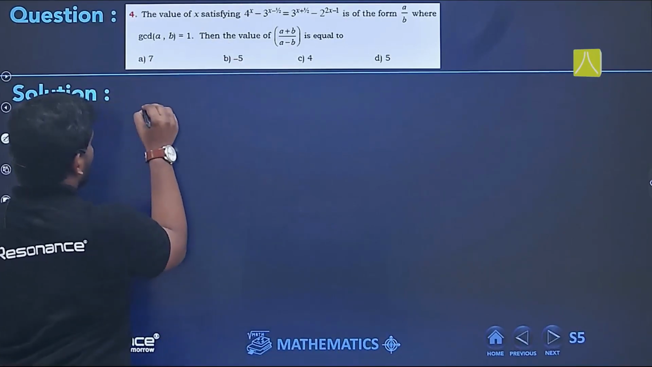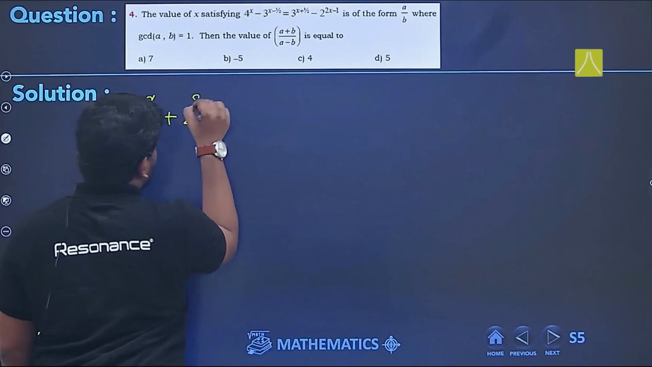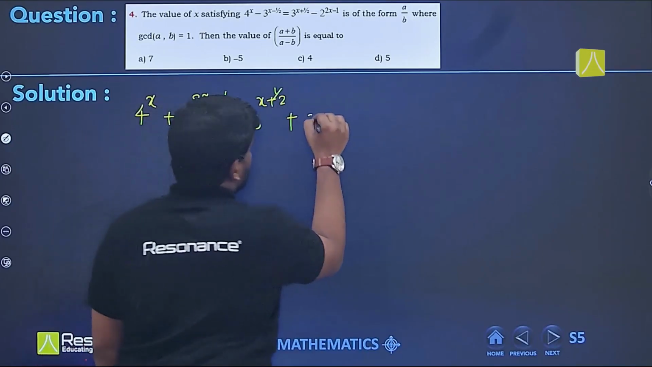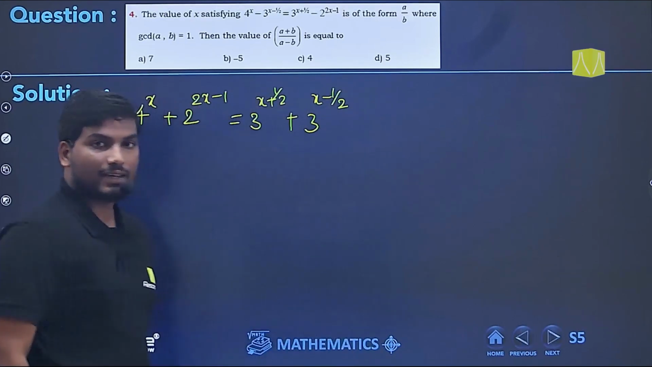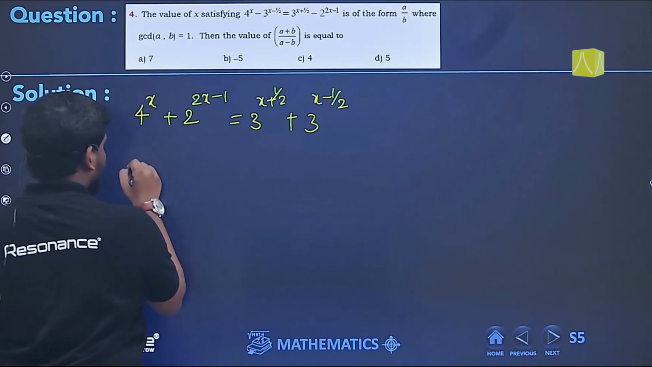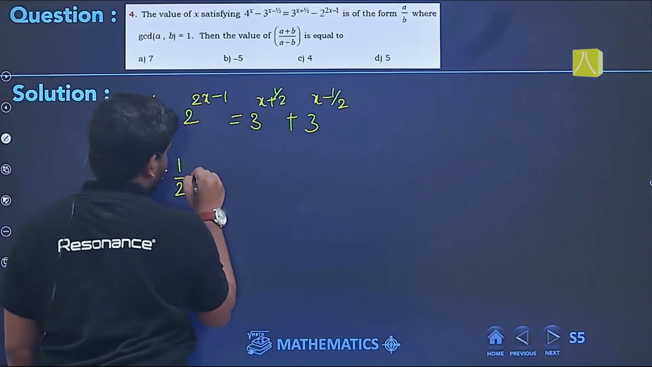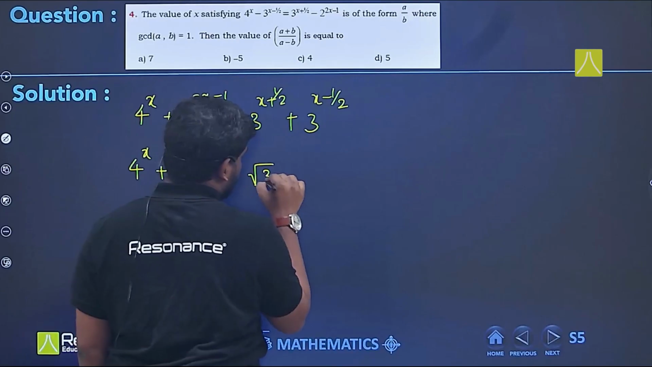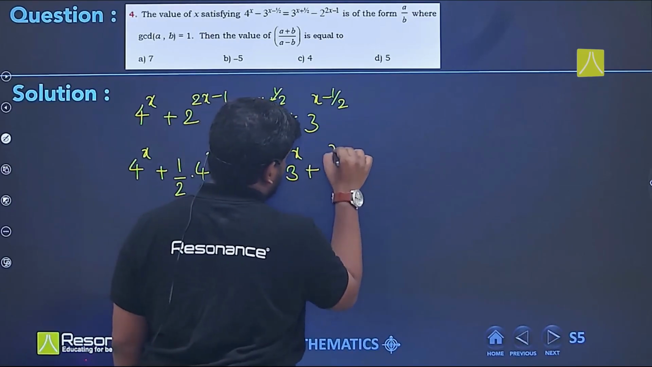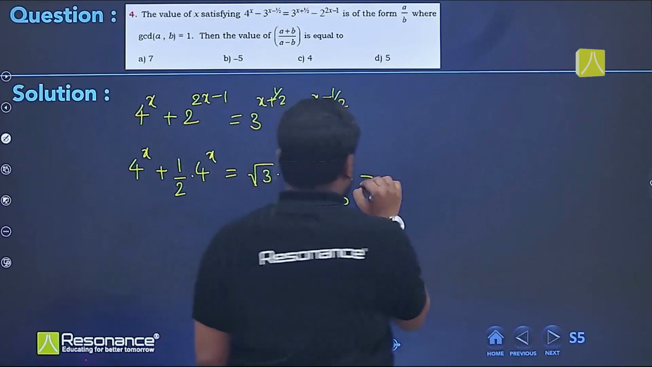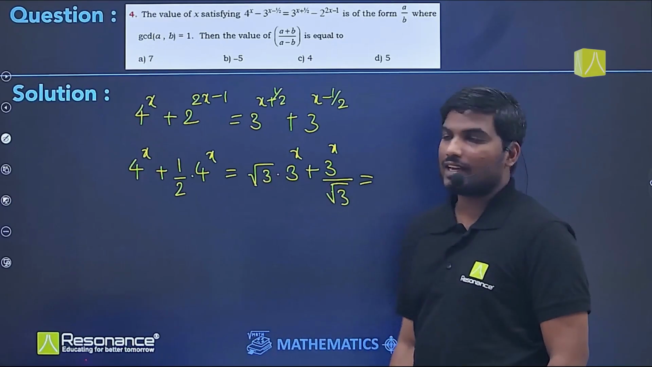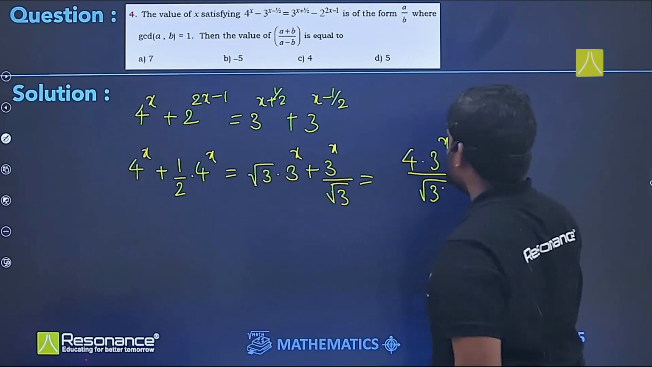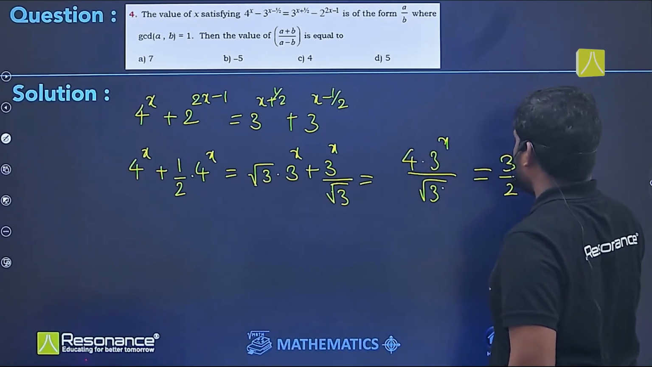Transpose the terms. So 4 power x plus 2 power 2x minus 1 equal to 3 power x plus 2 power 1 by 2 plus 3 power x minus 1 by 2. Right? Now just use the law of exponents. This is 4 power x plus half into 4 power x again equal to root over 3 into 3 power x plus 3 power x by root 3. Now this becomes root 3 into root 3 is 3, so that's 4 into 3 power x by root 3. So that is 3 by 2 into 4 power x.